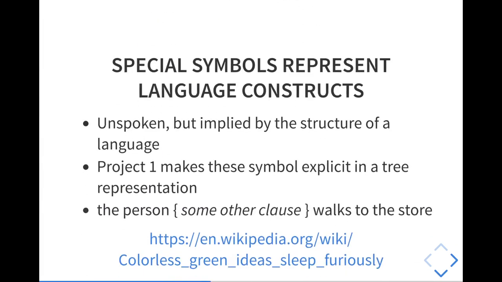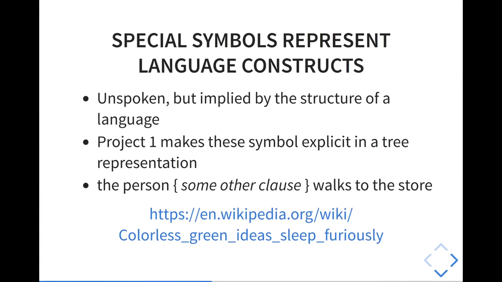And so these special symbols, they don't represent things we speak, but they're tracking the constructs in the language. And so in our first project, what we're doing is we're making this notion of grammar, symbols for the actual grammar constructs, explicit in the machine. The machine is actually representing those constructs and using those to infer the grammatical construct of the input.